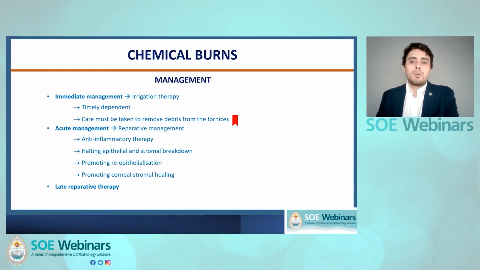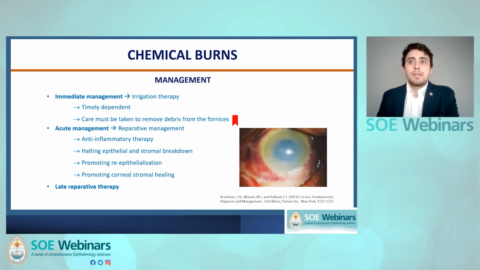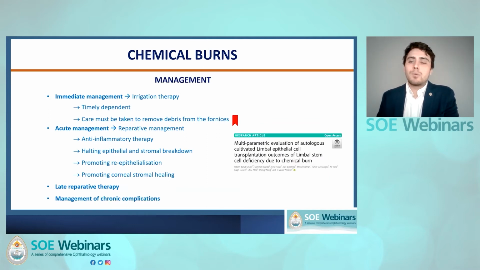One of the main problems of chemical burns is how to manage the late and chronic complications, such as chronic epithelial defects, glaucoma, limbal cell deficiency, and so on. With this purpose, different strategies have been tried, such as the use of autologous serum or amniotic membranes for the acute management. But sometimes, despite all of our efforts, limbal cell transplantation or even corneal transplant may be necessary.